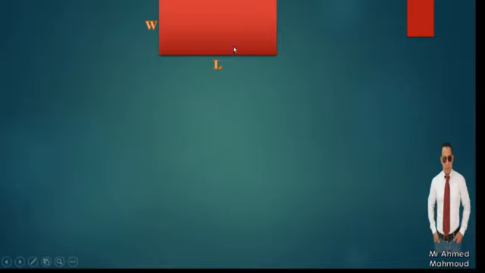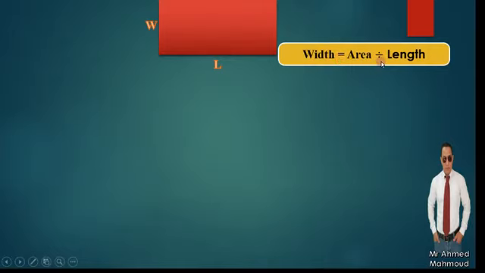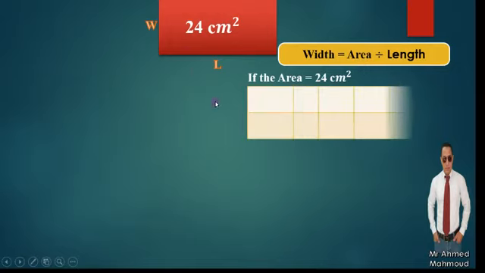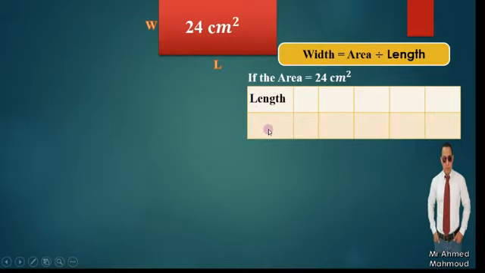Okay, here we have length and width. The width equals area divided by length. Now I need to make a relation between the length and the width when the area is constant. For example, if the area equals 24 square centimeters, to make the relation between length and width, I will draw a table like this, with the length here and the width here.